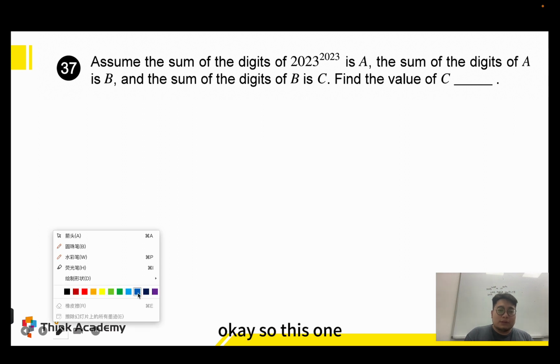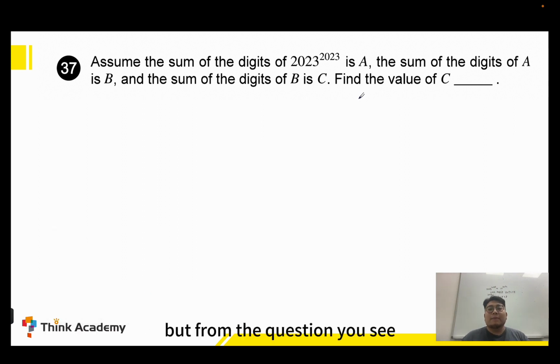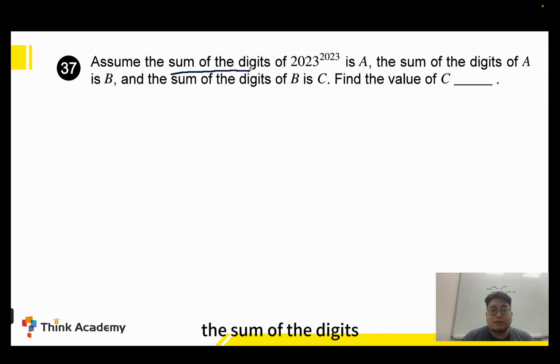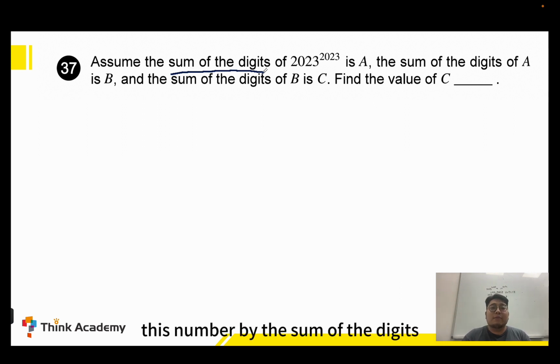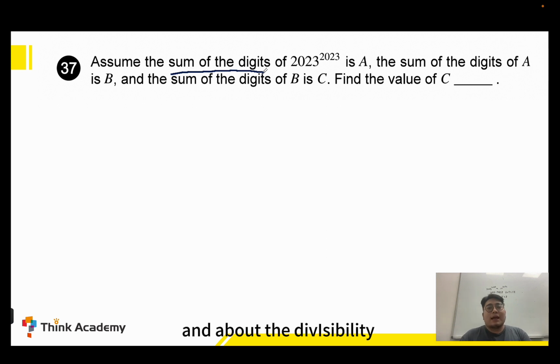Okay, so this one maybe very hard, but from the question you see the sum of the digits. This phrase actually gives you some hint. You may imagine, what kind of number can we calculate by the sum of the digits? Have you already remembered something like divisibility? About divisibility, we have to make sure one number can be divided by some number, and we need to find out the last few digits or do the minus digits.